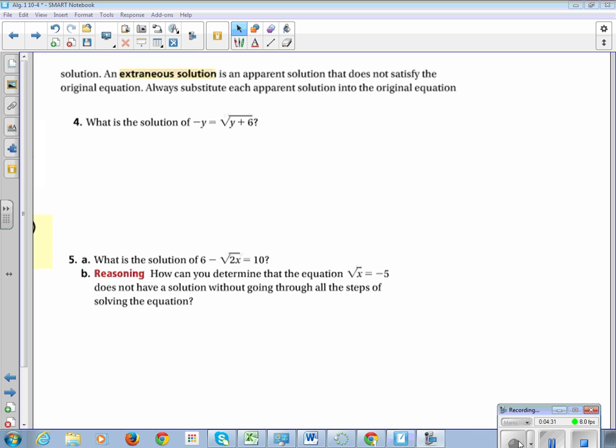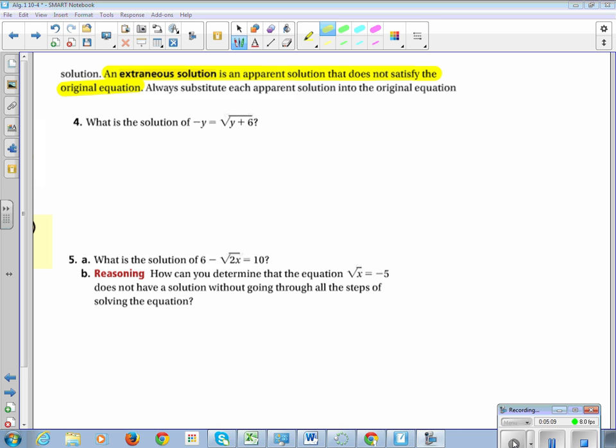All right, here it is, extraneous solution. I just snipped this from your book, so I'll highlight what I want you to write. An extraneous solution is an apparent solution that does not satisfy the original equation. An extraneous solution is an apparent solution, so you have to solve for it first, that does not satisfy the original equation. All right, so let's try to find the solution of negative y equals square root of y plus 6.